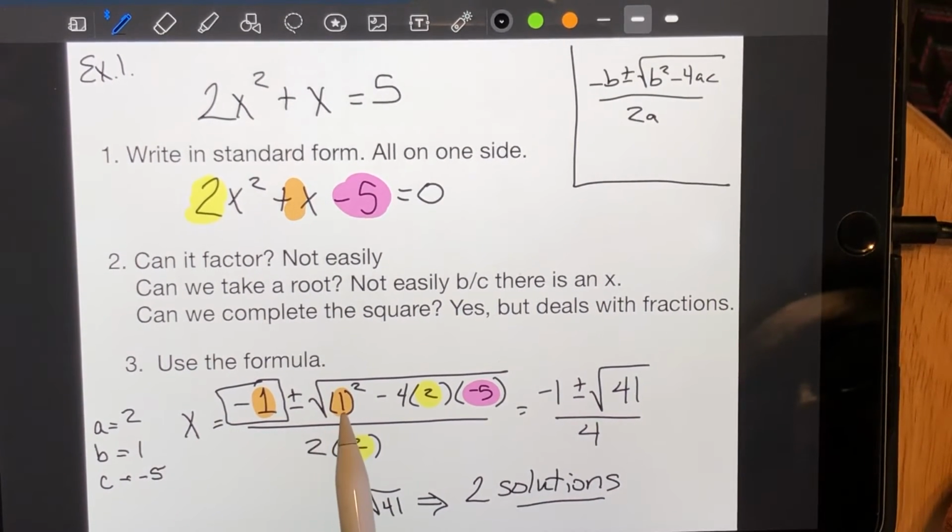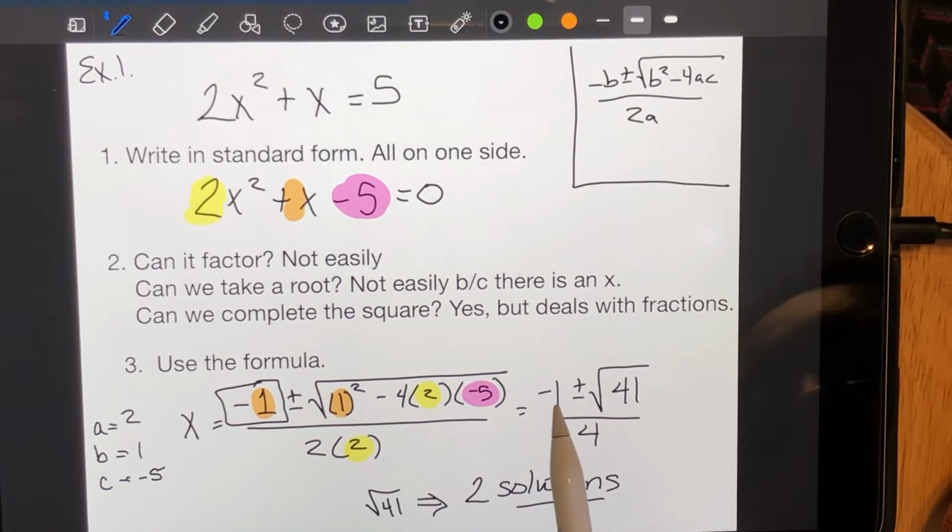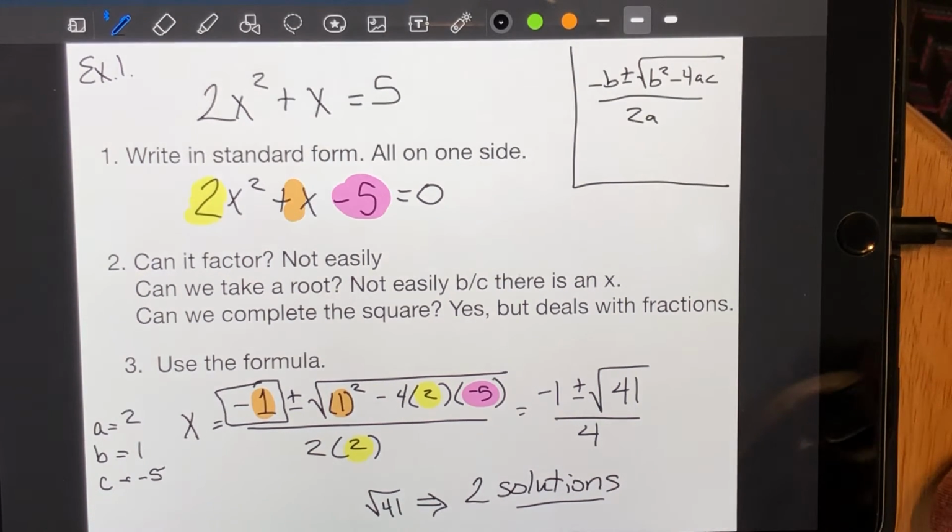Okay, we're going to plug in b underneath, plug in a and c, and we end up with negative 1 plus or minus the square root of 41 over 4. So we can see that we couldn't factor that easily. Roots was not fun with that. And so in this case, using the quadratic formula was valuable.